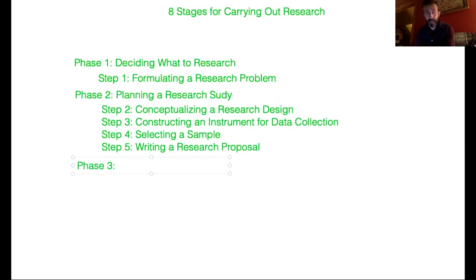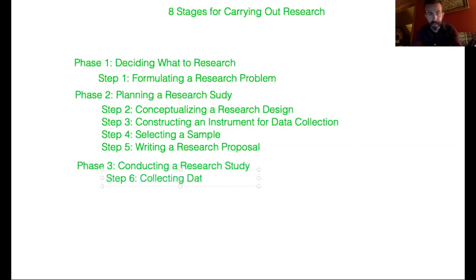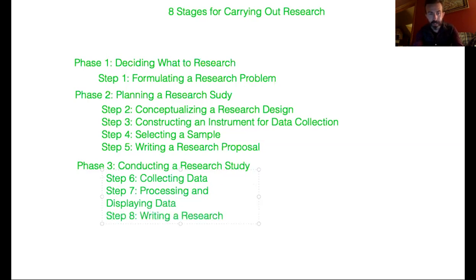And then we have our third phase. So phase 1 consists of 1 step, formulating a research problem. Phase 2 consists of 4 steps, conceptualizing a research design, constructing an instrument for data collection, selecting a sample, and writing a research proposal. And phase 3 consists of conducting a research study, and that includes three steps. Step 6 is collecting data. Step 7 is processing and displaying data. And step 8 is writing a research report.